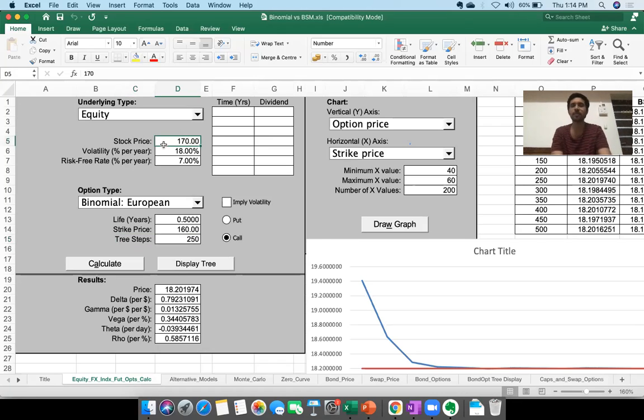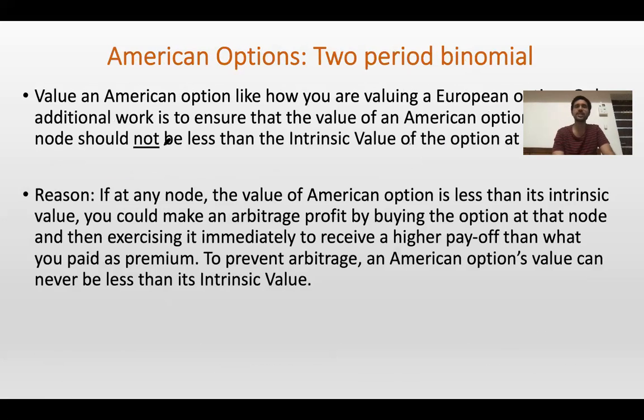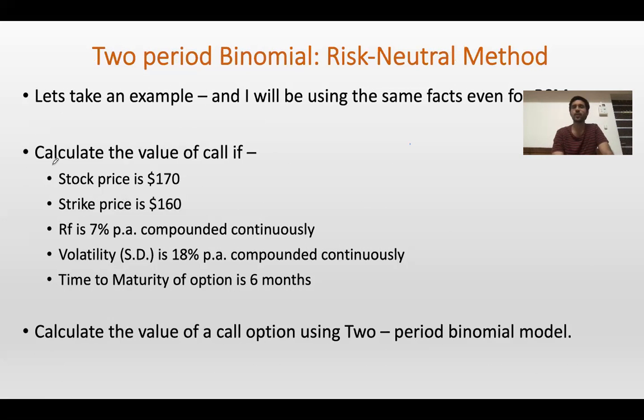If you remember, in the previous session we took an example where we had to calculate the value of a call option under a two-period binomial, where we assumed these facts. The stock price is 170, the strike price is 160, which means the call is already in the money by about $10. The risk-free rate is 7% per annum, compounded continuously. Volatility is 18% per annum, which is again compounded continuously.